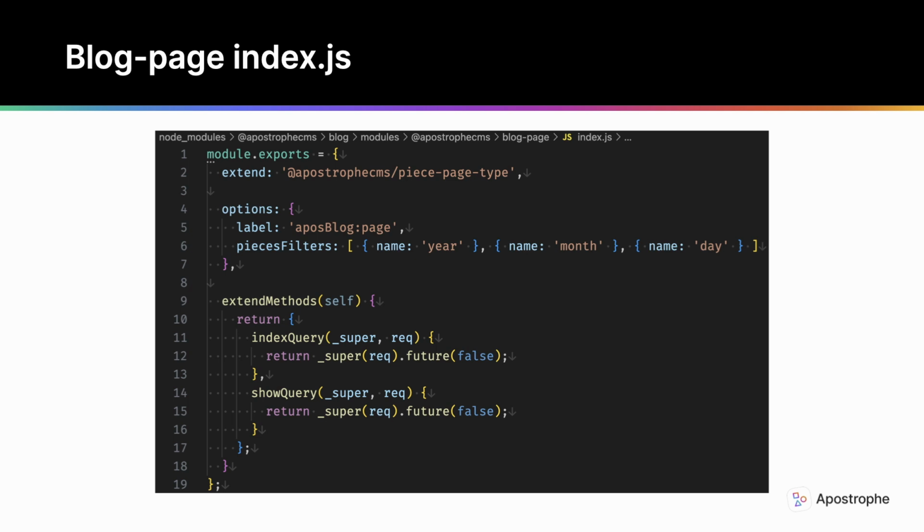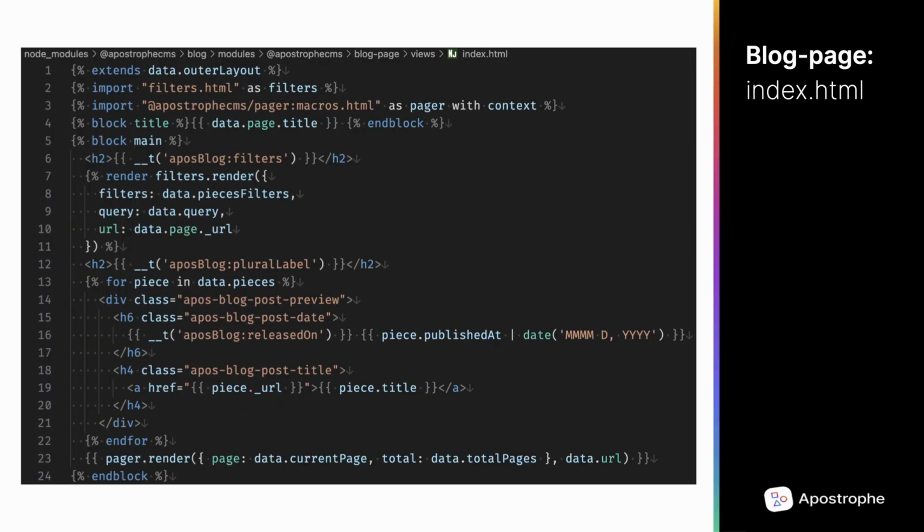This same extendMethods function can be used at project level to change the value of future to null or true. For example, you could check the user's permissions, like was performed in the main piece index.js file, and allow users who can edit the piece type to see unpublished articles. The index.html and show.html files are fairly standard for piece page types, and for a more in-depth explanation, you can look at the Creating Pieces tutorial.